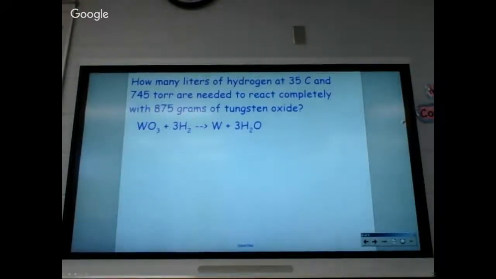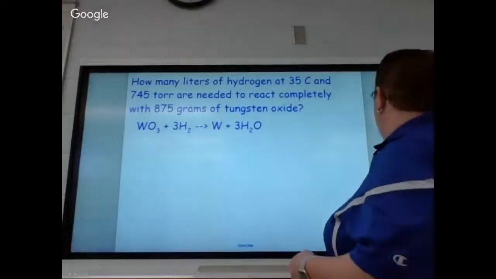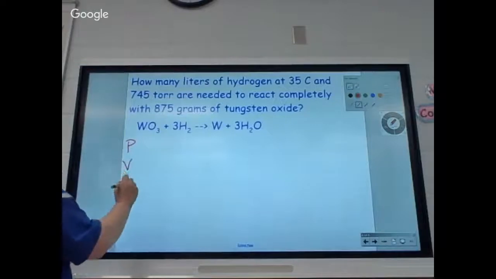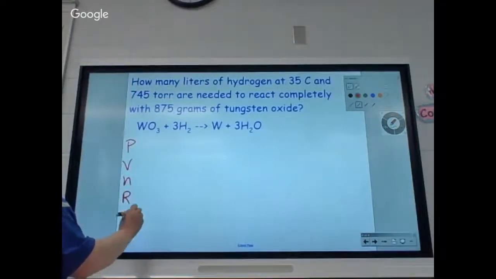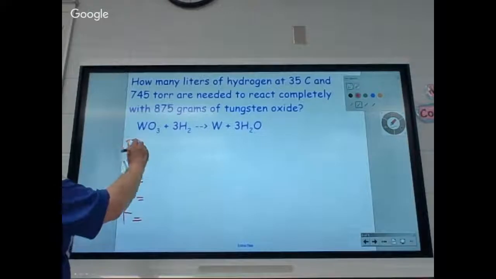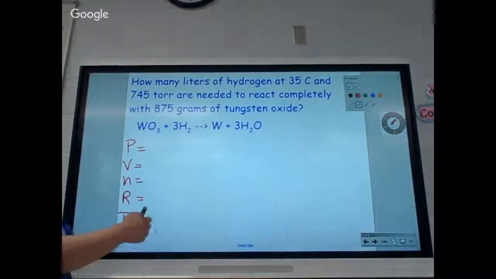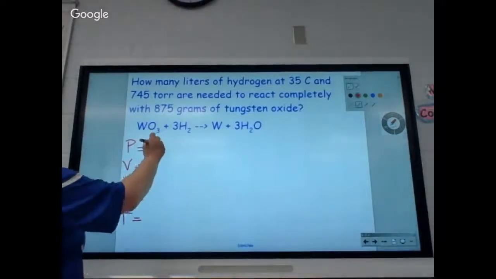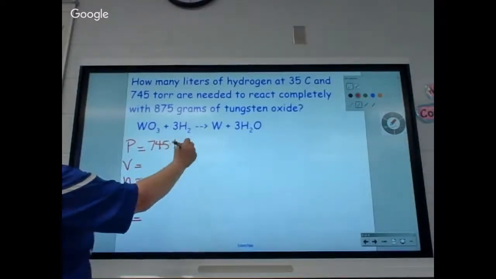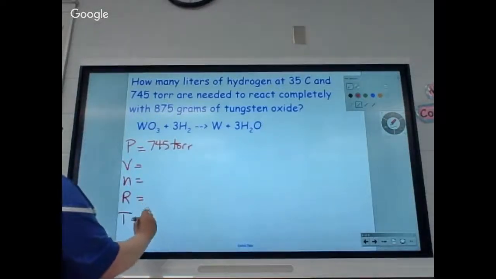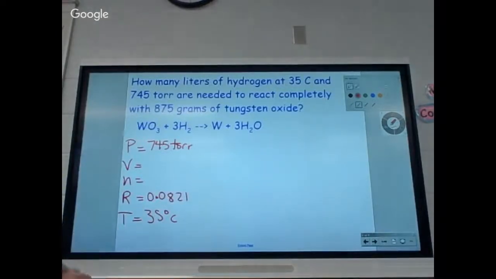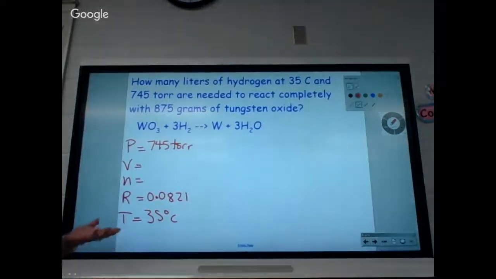Now, when you look at the question, the easiest way to do it, like I said yesterday, is PV equals nRT. Some of you will figure out big M, but I'm never going to work it that way in class because there are more steps that way. So the pressure is what? 745. Okay. What's the temperature? 35 degrees Celsius. Okay. We all know R is 0.0821. So those are always the things that are the easiest for people to get. It's always the volume and the moles that cause the issues in these kind of questions.